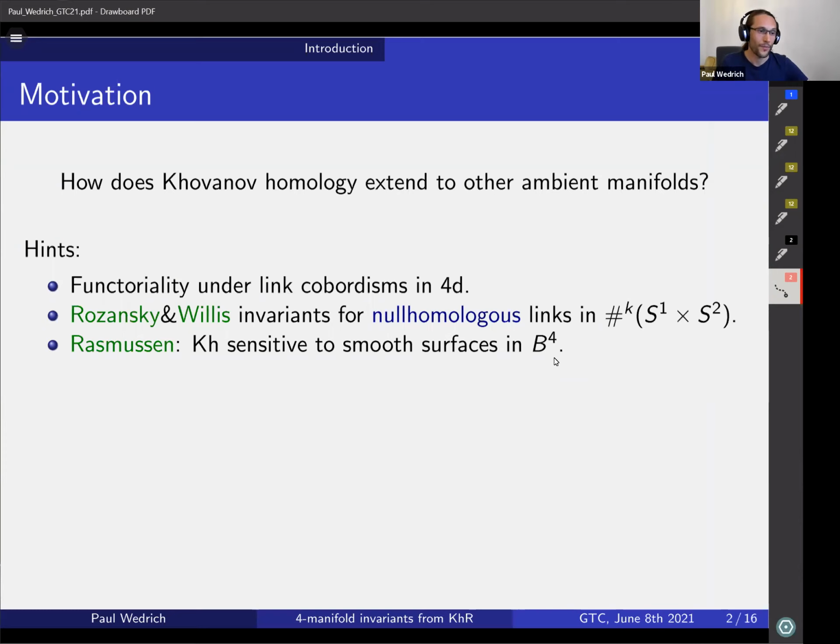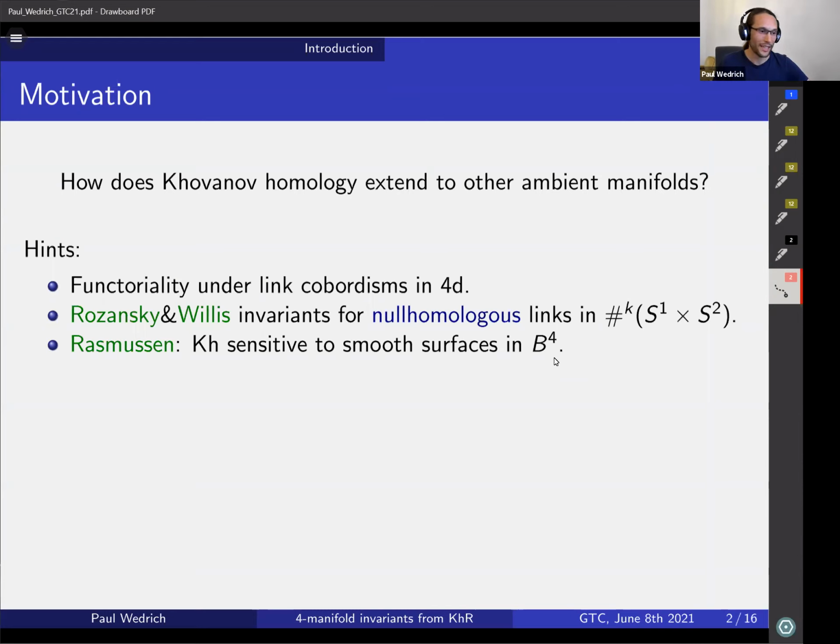That's the first hint. The second hint is that there already are extensions of Khovanov homology to other ambient manifolds. The one that I want to focus on here is due to Rozansky, and then it was generalized by Mike Willis. It works for null-homologous links in connected sums of S1 times S2. And the third hint that I want to follow is that Khovanov homology is known to be sensitive to smooth surfaces in the four-ball due to the famous work of Jake Rasmussen.